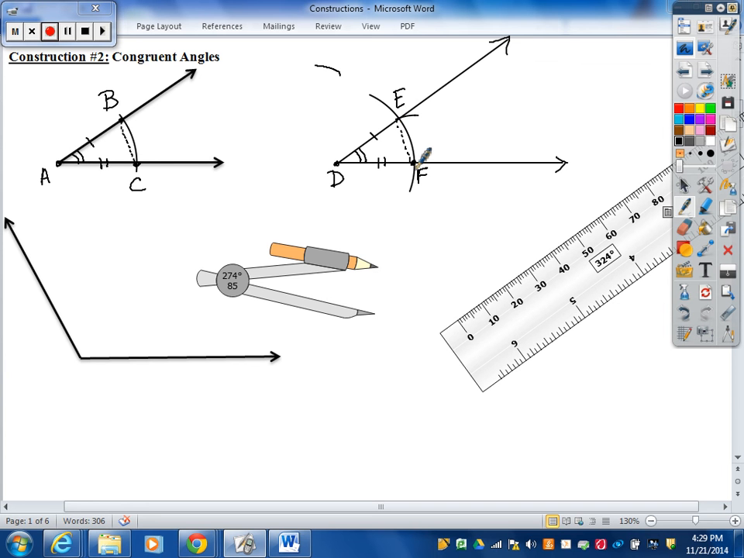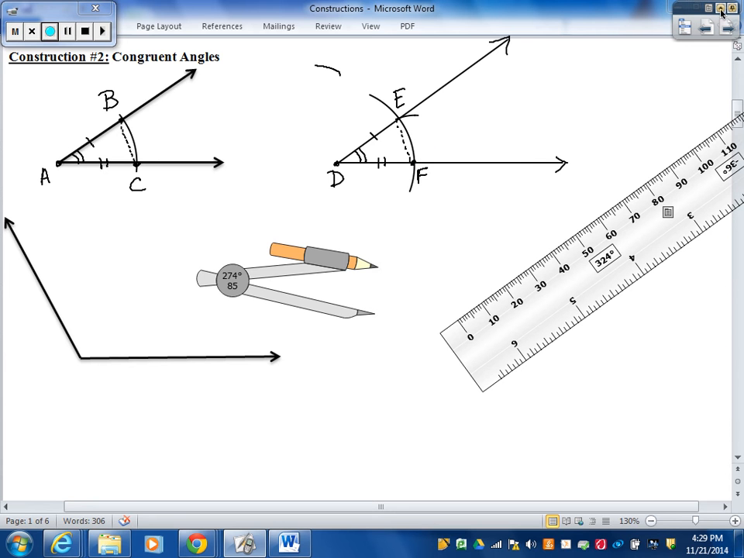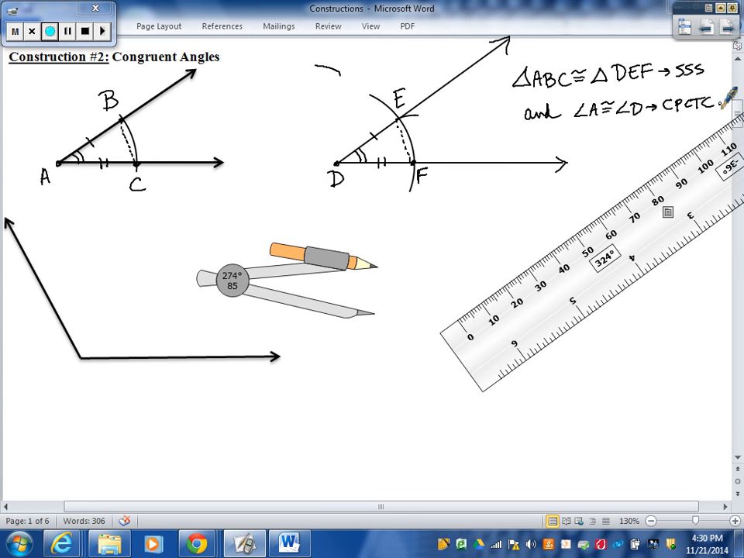Okay? And so as a result, these triangles here, triangle ABC is congruent to triangle DEF by side, side, side. And we then know that angle A is congruent to angle D by CPCTC. Okay? And so that's how you reproduce congruent angles.